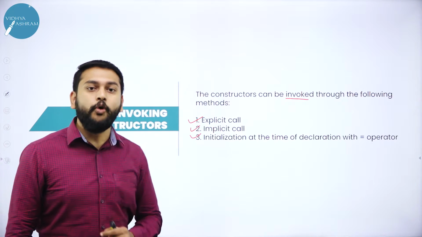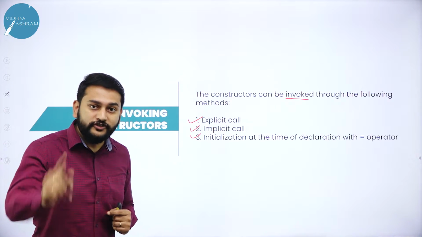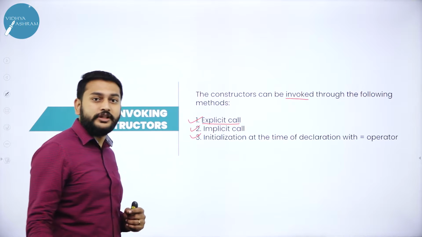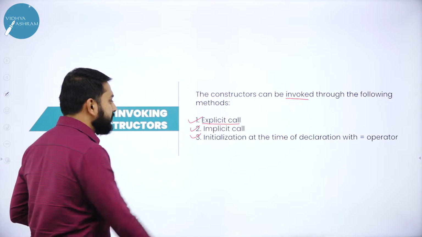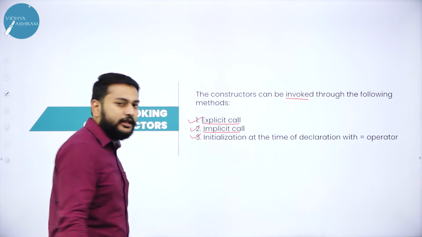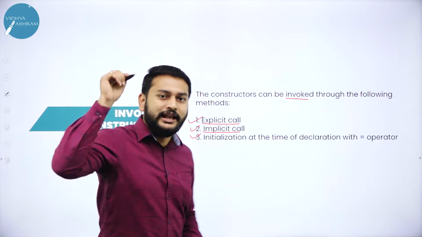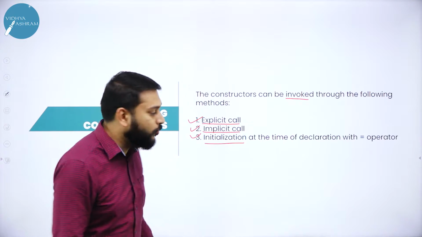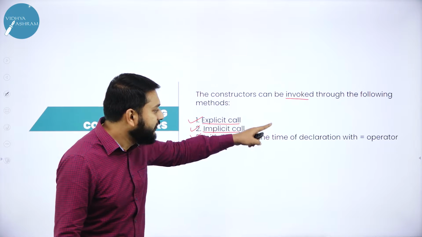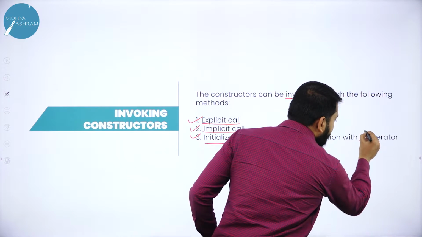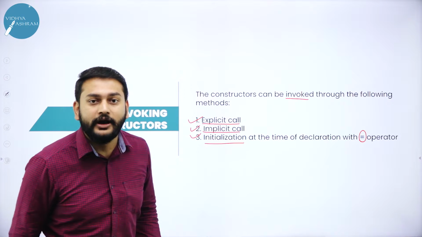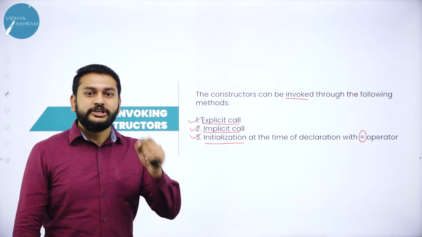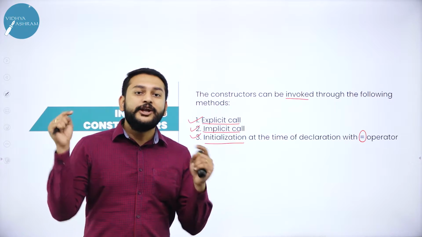Please understand, we have 3 types of invoking constructors. What is the first one that we have? The first one is explicit call. The second one is implicit call. And the third one, my dear students, listen carefully: initialization at the time of declaration with the help of the assignment operator. These 3 concepts are what we are going to discuss in today's class.